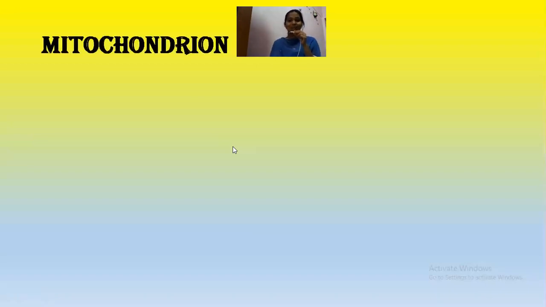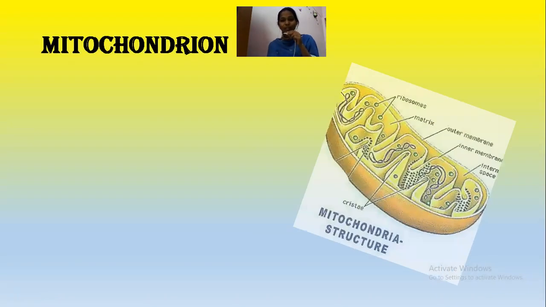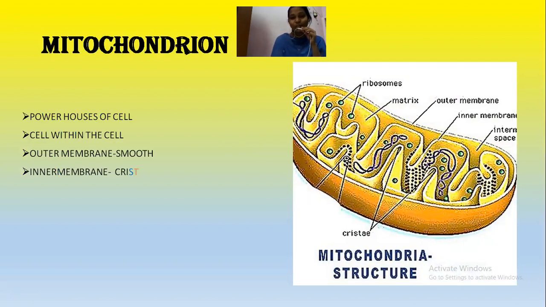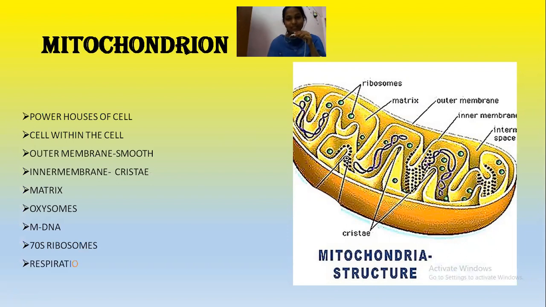Let us go towards the next cell organelle, that is mitochondria. This is the diagram of mitochondria. Let us see what structures are present inside the mitochondrion. First of all, the mitochondrion is also bounded by two membranes. Have a look at this diagram. This is the outer membrane of mitochondria and this is the inner membrane of mitochondria.